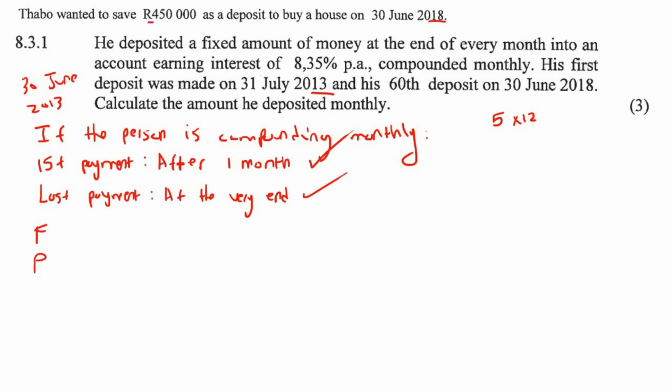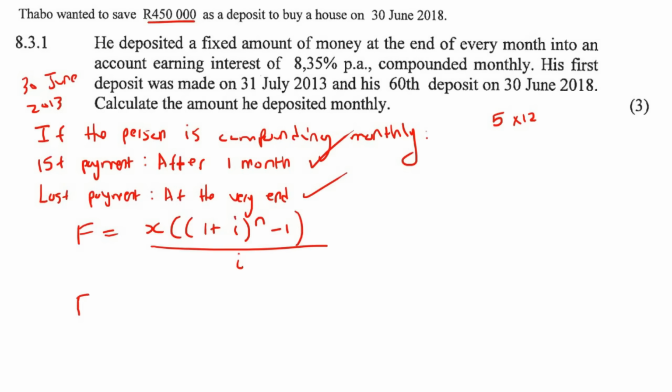So Tabo wanted to have 450,000 Rand in 2018, but when did he open his account? He opened his account in 2013. So when he opened his account in 2013, was he saving? Was he wanting the money for the future, or did he want the money immediately? Well, he opened his account in 2013, but he only wanted the money in 2018. So he only wanted the money in the future. Okay? So it's definitely a future value question. So we can write our future value formula down.